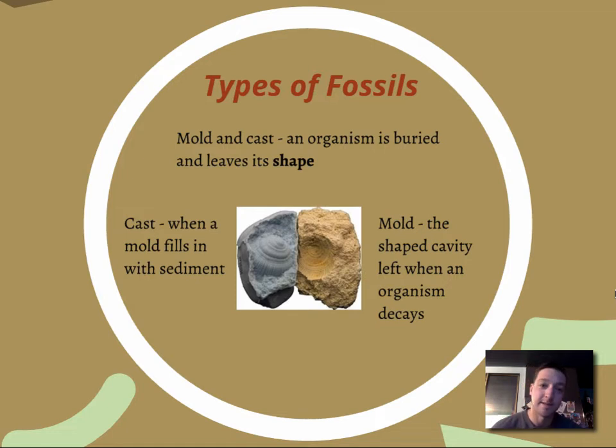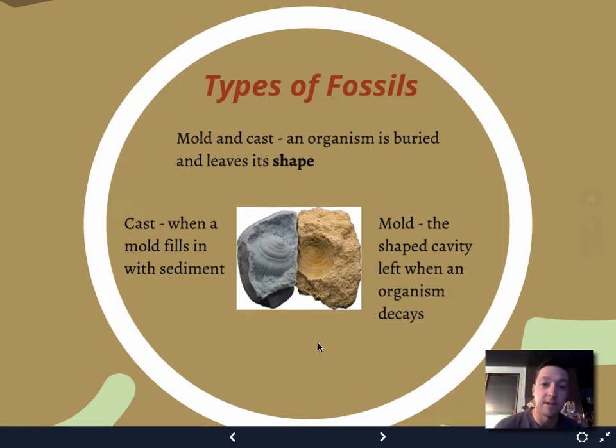Mold and cast. So this is when there's a living thing, and its shape is left in sediment. So if the shape is imprinted one way, it's called a mold. That means it kind of goes into the rock, the shape.